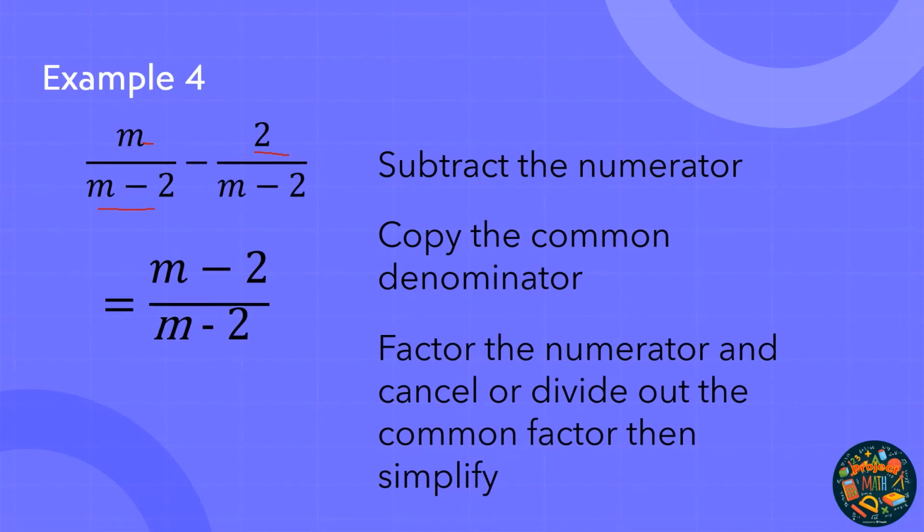Factor the numerator if it is possible. Since m minus 2 is a prime polynomial, we do not need to factor it. So when we divide m minus 2 by m minus 2, the answer is equal to 1. So the final answer here is 1.